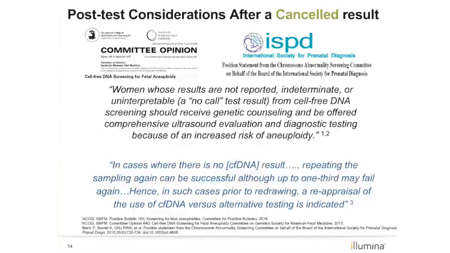In addition, repeat screening may not be successful in over 50% of redraws, therefore resulting in delays which may limit reproductive options in some instances and increase parental anxiety for some patients. The ISPD statement addresses this by recommending a reappraisal of the use of cell-free DNA versus alternative testing when the first NIPT fails to report a result.